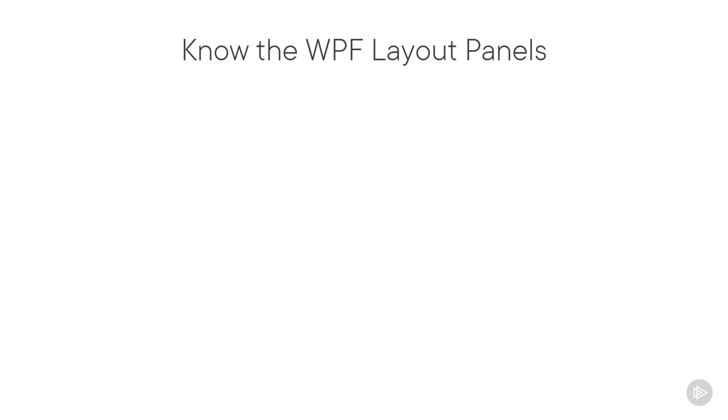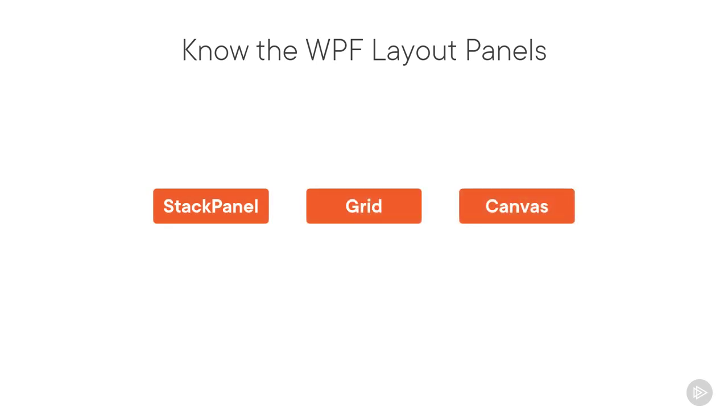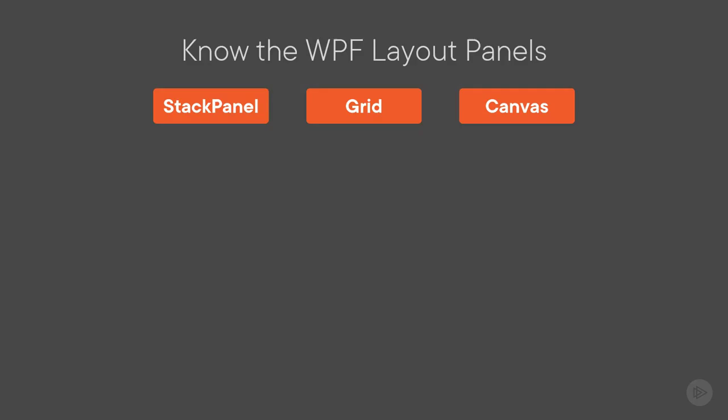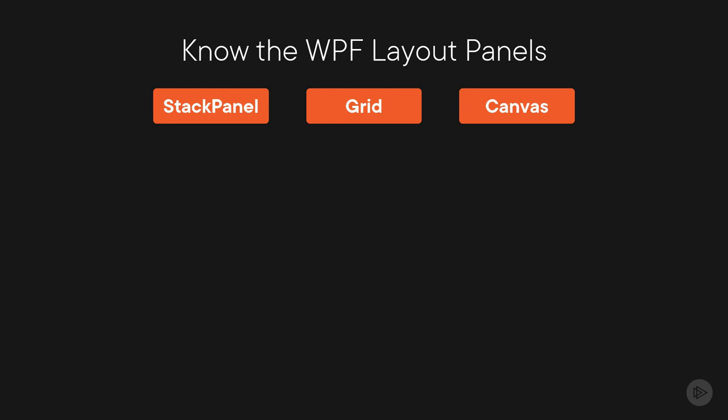To arrange and position the elements in your user interface, you use layout panels. A layout panel is a container for your elements. The most important layout panels available in WPF are Stack Panel, Grid, and Canvas. In this clip, let's take a look at these three panels and let's start with the Stack Panel.